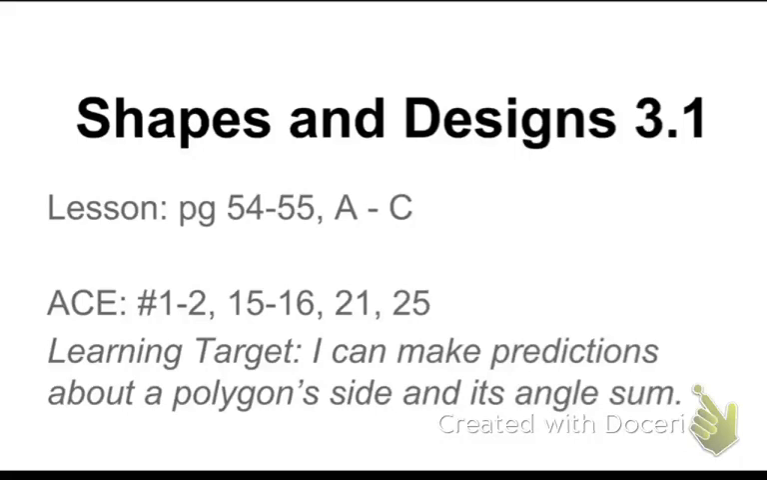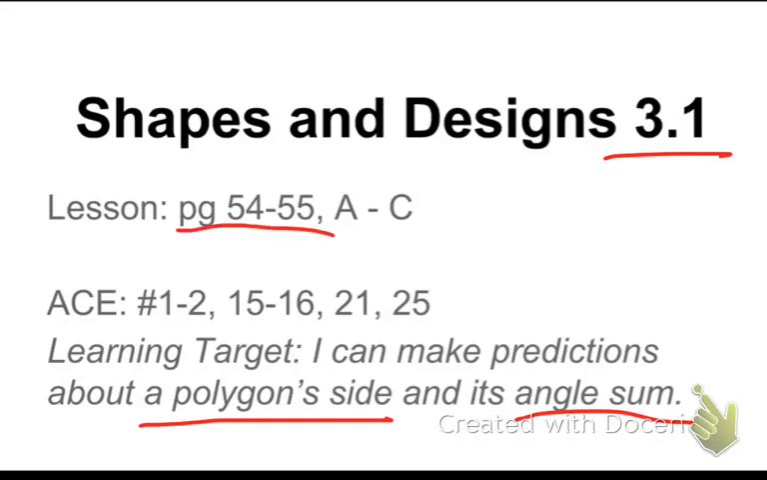Okay, ladies and gentlemen, today is Shapes and Designs, lesson 3.1. This Investigation 3 is all about polygons and the predictions you can make about polygon sides and their angle sum. This is one of these really great little investigations. I love this one because it deals with the nature of geometry, the nature of the universe. There are certain unbroken laws in math and in real life, and this unit really hits on those. Our pages today are on pages 54 and 55, problems A through C.